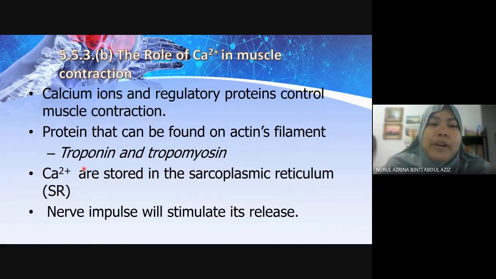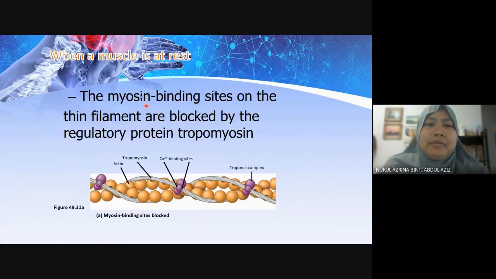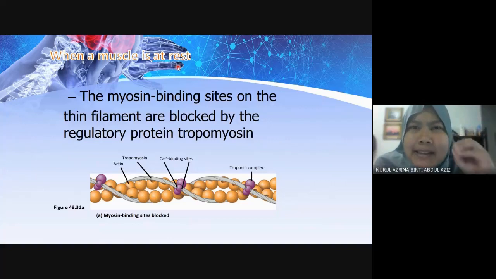Okay, so what happened just now? Calcium ion tadi are stored in the sarcoplasmic reticulum, remember? Okay, and the nerve impulse, the action potential just now stimulate the release of calcium ion from sarcoplasmic reticulum. So now what happened to the calcium ion? Okay, right. When the muscle is at rest. Okay, sekarang kita tengok apa kerja, apa tugas calcium ion tu.